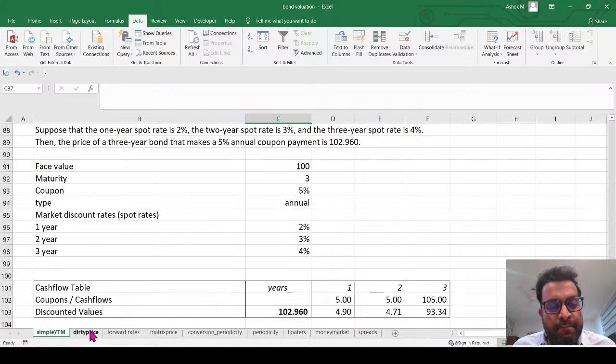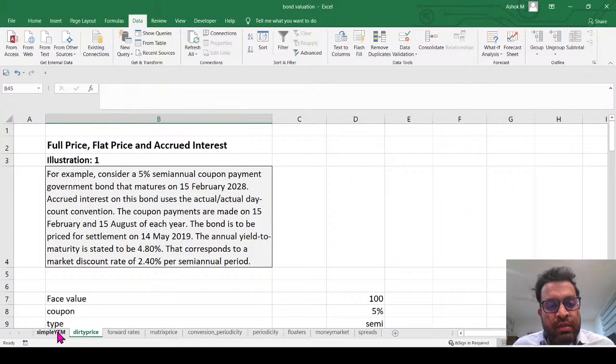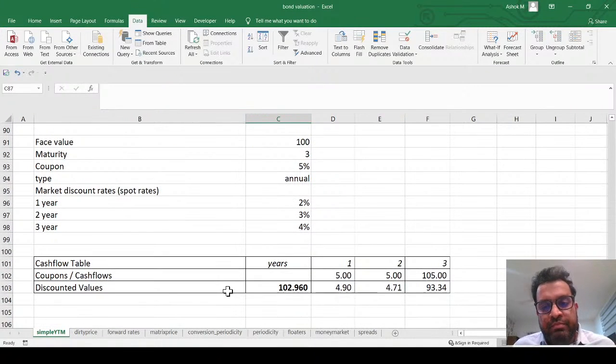Now see, in all these calculations, we are assuming that we are 1 year away, as in you are assuming that 1 year from now the coupon is getting paid, 2 years from now the coupon is getting paid. But what if you are in between coupon dates?